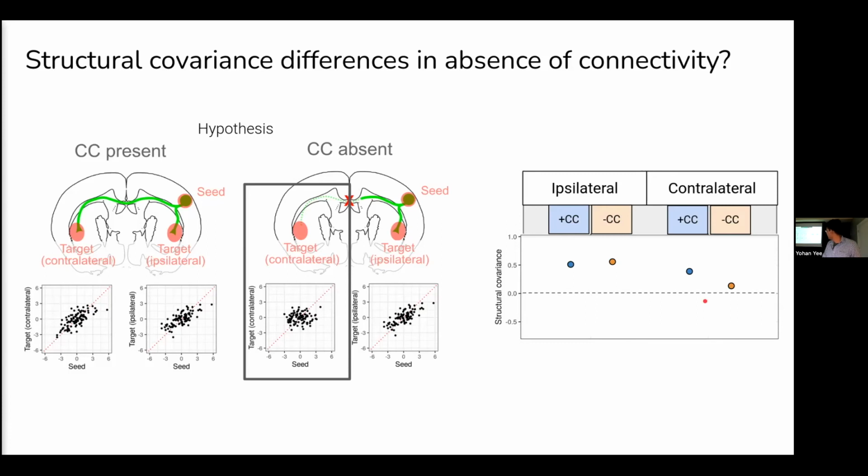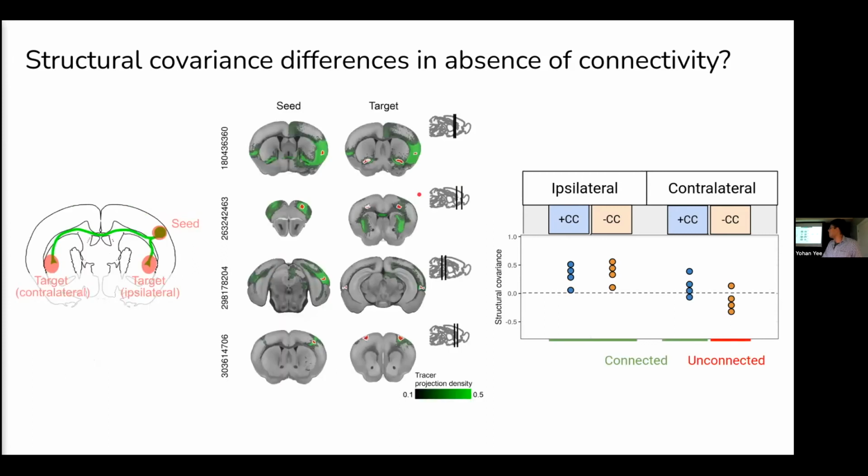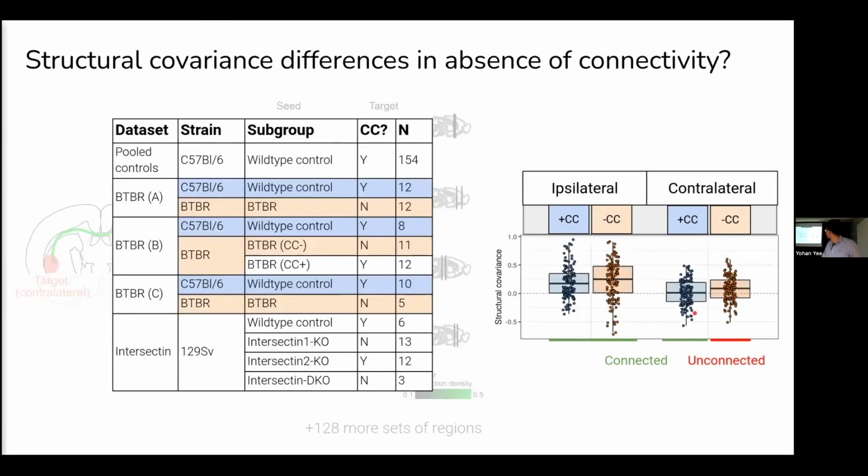This is just one experiment corresponding to one injection in a single seed region. You can do this over multiple different seed regions. If you do this for 4, I've sort of drawn the schematic here. And what you essentially would predict is that if structural covariance is driven by connectivity, there'd be a difference in structural covariance in the distributions only on the right. With real data, what we see is there's no such difference.